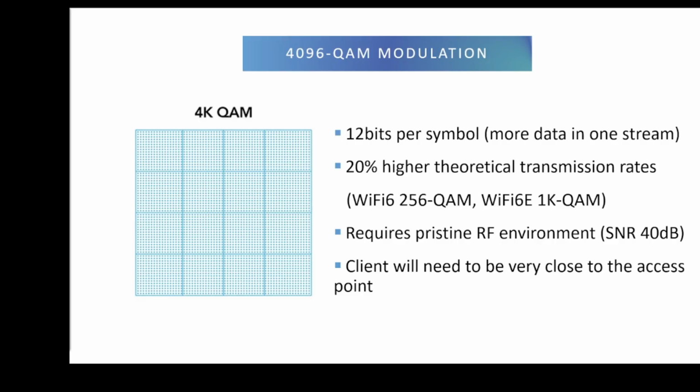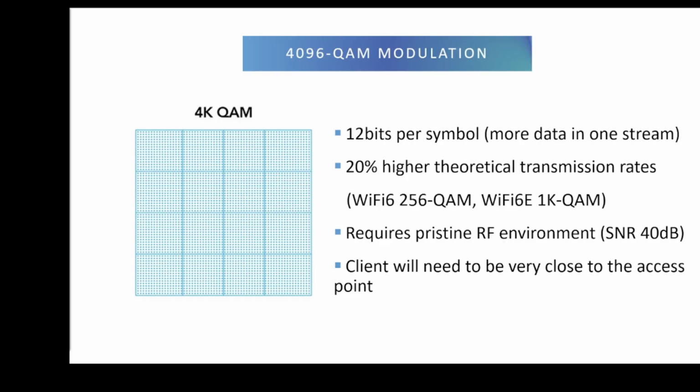We will take a look into 4K QAM. QAM is a modulation scheme that defines how much data can be packed into a single data transmission stream. Wi-Fi 6 introduced 1K QAM, which sent 10 bits per symbol. Wi-Fi 7 introduced 4K QAM, which sends 12 bits per symbol. 4K QAM increases peak data rates by up to 20% compared to Wi-Fi 6's 1K QAM.